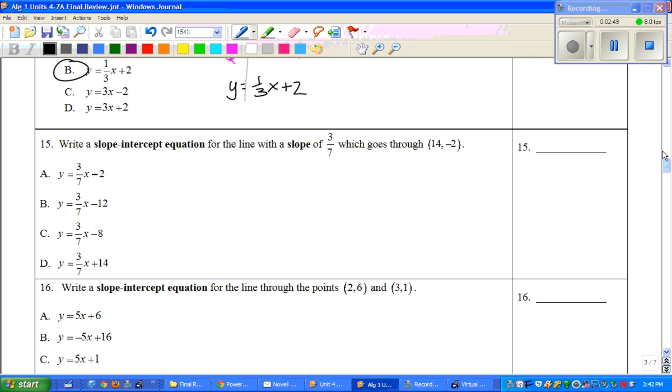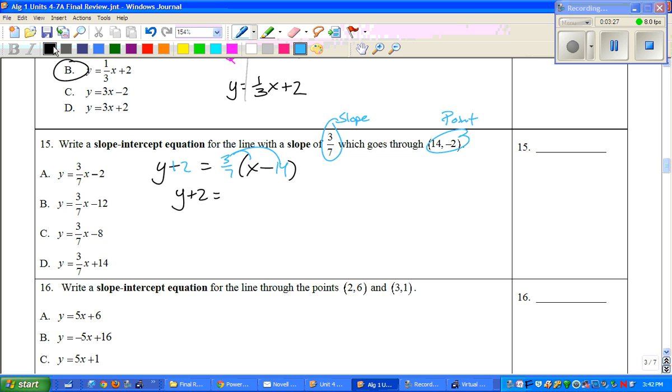Okay, what is the slope-intercept equation for the line with a slope of 3/7 that goes through the point 14, -2? For this we have to use point-slope. The reason we do that is because they gave us the point and they gave us the slope. So you fill in the information, the x where the x goes, the y where the y goes, and then plug in your slope. So you get y plus 2.